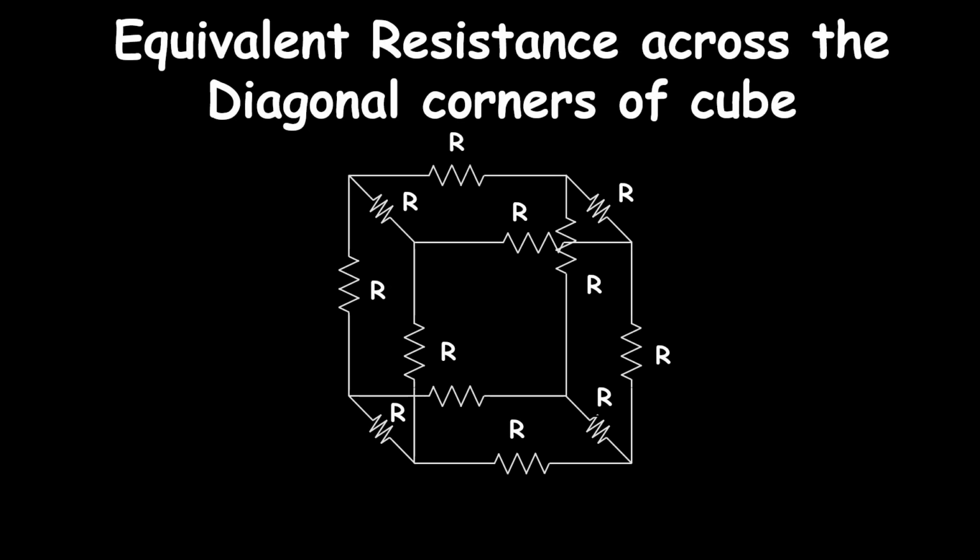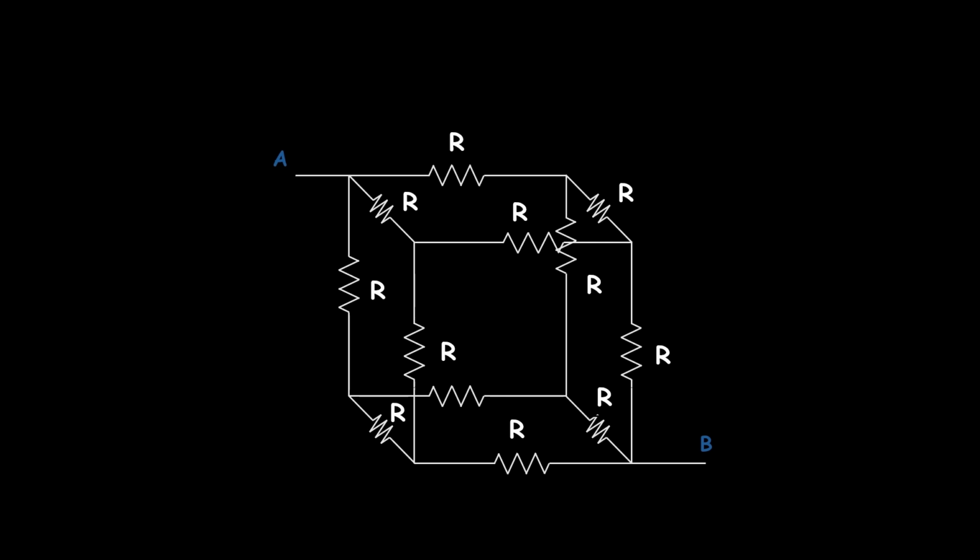Hello friends, today we are going to discuss an important concept, which is also a continuation of the previous concept we learned, which is the equivalent resistance across the diagonal corners of a cube. So here is a cube of resistors. We need to find the equivalent resistance across the diagonal corners of the cube, that is, the equivalent resistance across the terminals A and B, and we got the value of RAB as 5/6 R ohm.